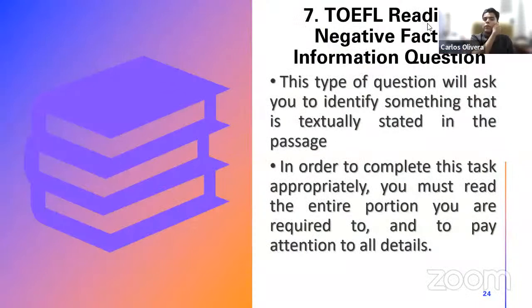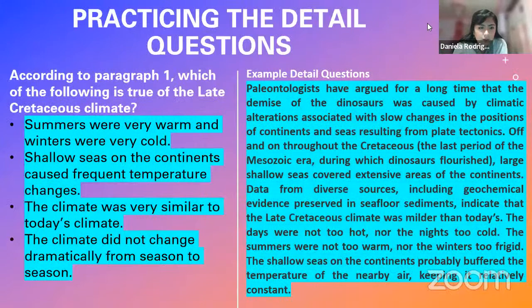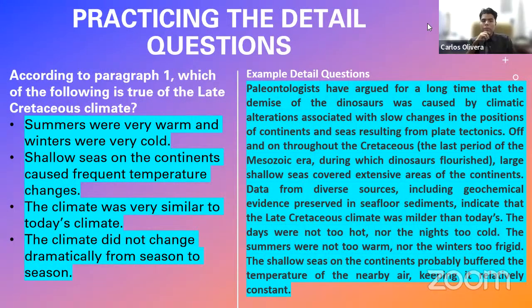Awesome. So let's move on to the next one. Here, the correct answer would be the fourth one: that the climate did not change dramatically from season to season. And you can know that because the paragraph mentions that there was no great variation of the temperature of days and of the different seasons, that seasons were not too warm, nor too cold.